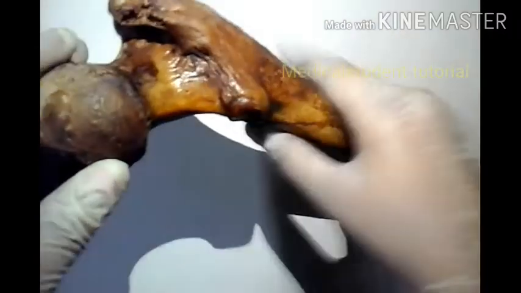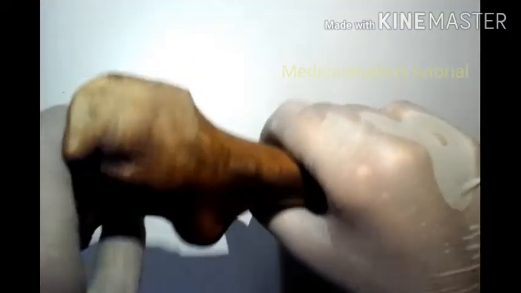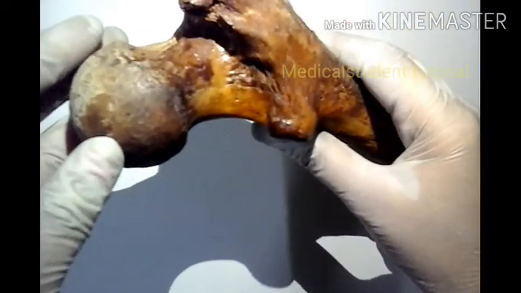In this upper end, we have the head and neck. This part is called the neck, the neck of the femur.